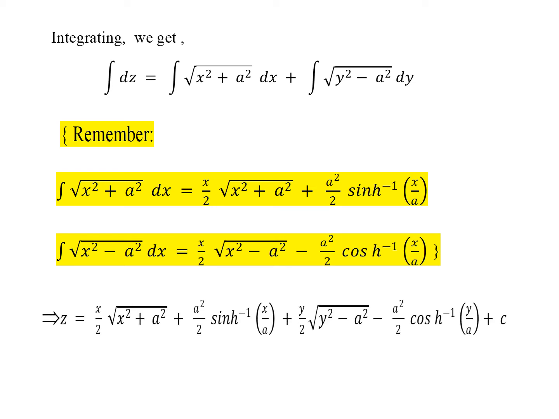So integrating on either side, on the left side the integral of dz is going to be z, which is equal to the integral of the first term given by the first formula, plus the integral of the second term given exactly by the second formula, but of course we have to change the variable to y. That is the required complete integral.